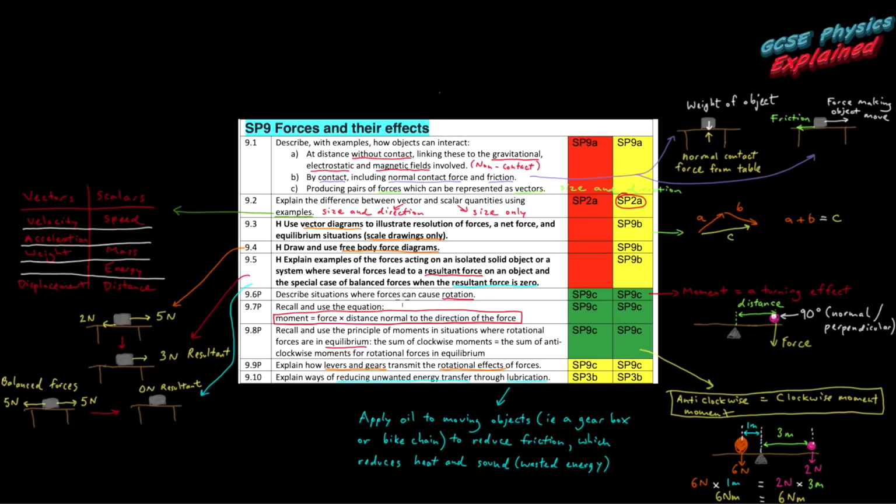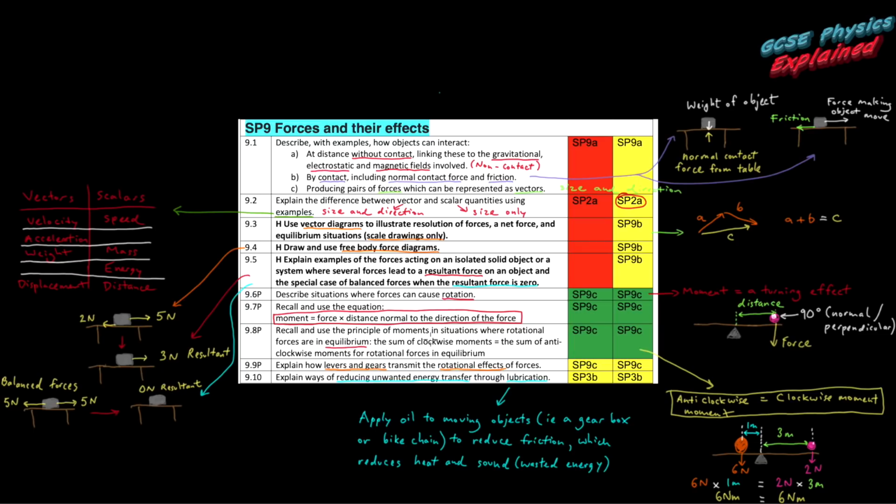Describe situations where forces can cause rotation. So they're talking about a moment, which is a turning effect. So you'll have a pivot, you'll have a force acting at a certain distance. That force will be normal or perpendicular, in other words, acting at 90 degrees. And from you can see here, recall and use the equation to calculate the moment. So you take that force and multiply it by that distance. So they'll give you the numbers in the exam.